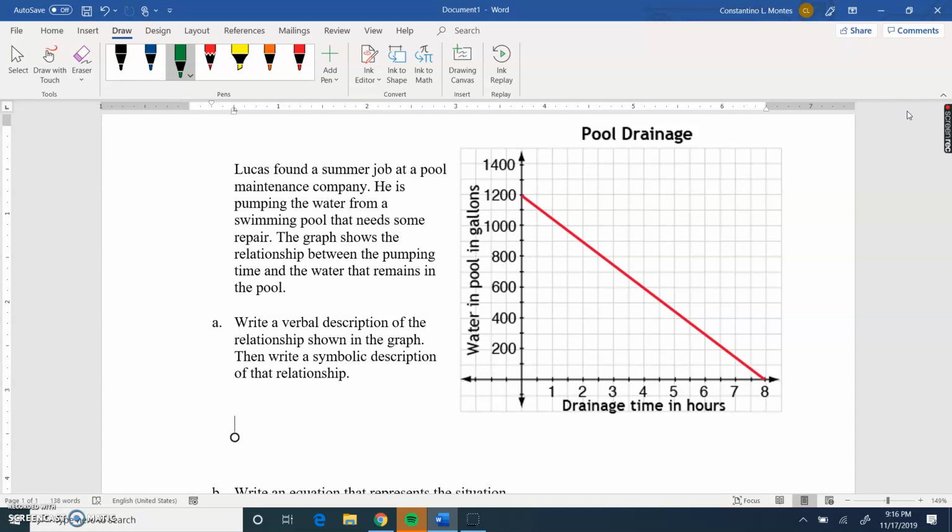I know that I have a pool and we're draining it. After 8 hours, it's drained. And then here it says since it starts at 1,200, that's in gallons. That's how much water is in the pool before I start draining it. That's 0 hours have gone by.